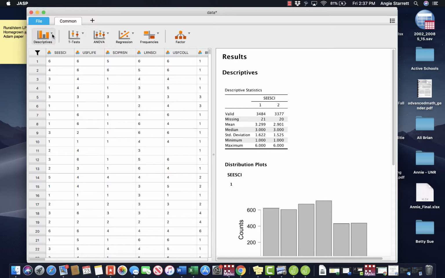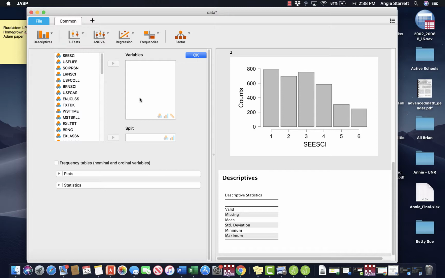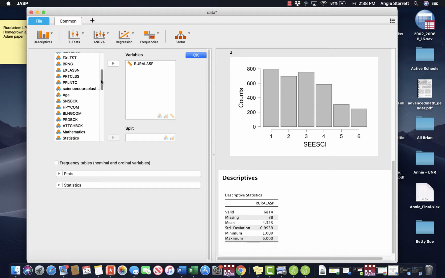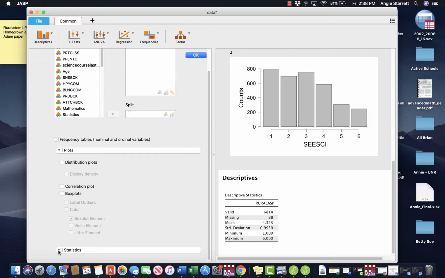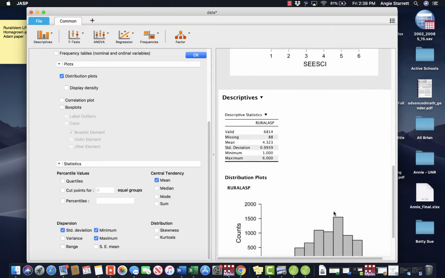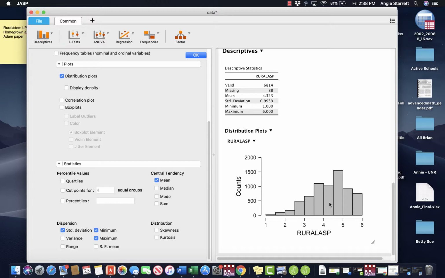All right, so let's go back to our descriptive stats. All right, so what's something else we could look at? How about rural aspirations? So in rural aspirations, this is going to be wanting to live close to your parents, wanting to be a part of your community, kind of traditional rural values. All right, and let's get a distribution plot. All right, and so we see here that surprisingly, most kids value these rural aspirations. All right, so this would be clearly what is called a left skewed distribution.